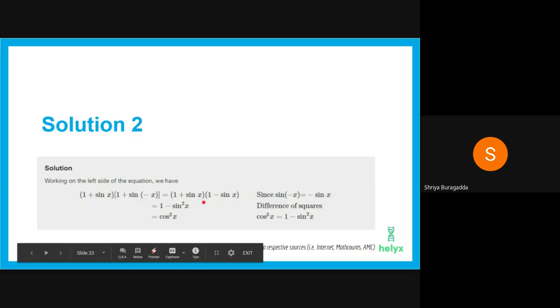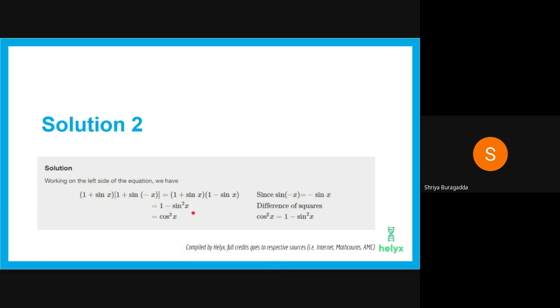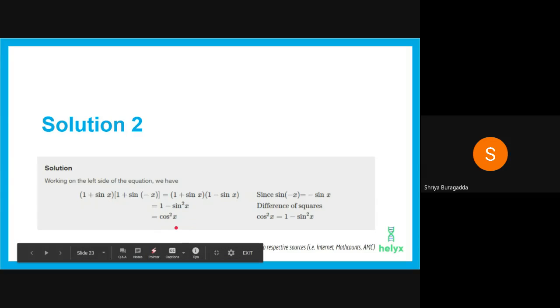And this is just the difference of squares, so they simplified it to 1 minus sine squared x. And using that original Pythagorean identity that cos squared x plus sine squared x equals 1, they just changed that into cos squared x. And yeah.